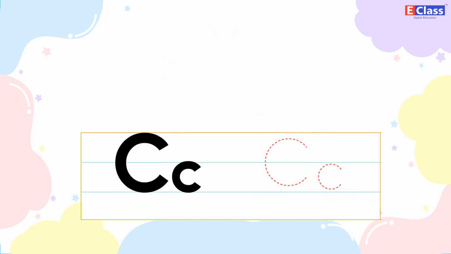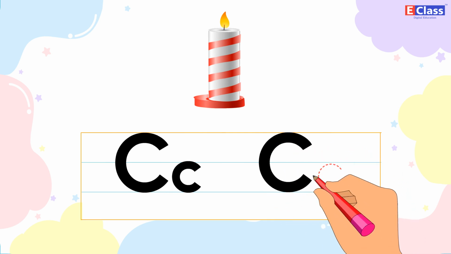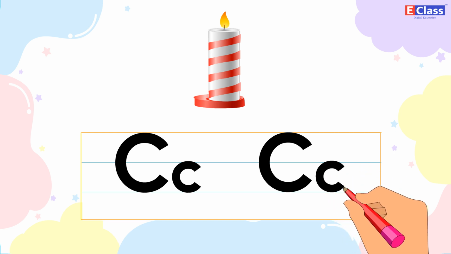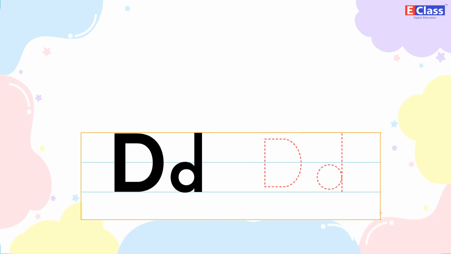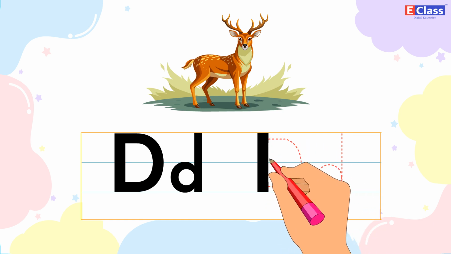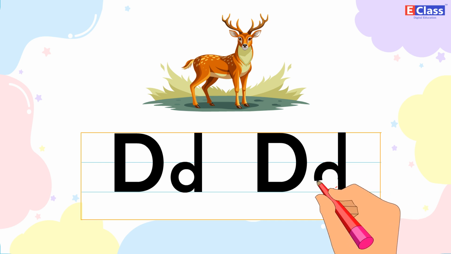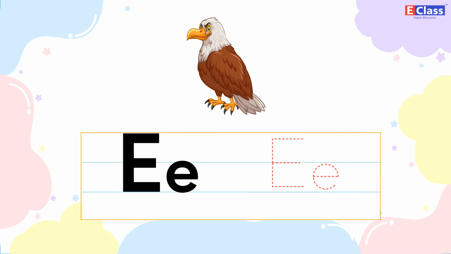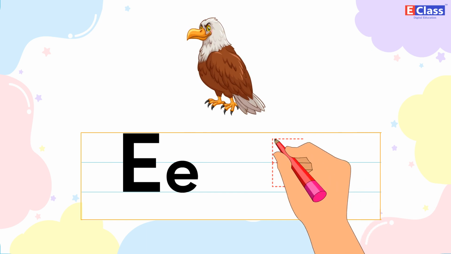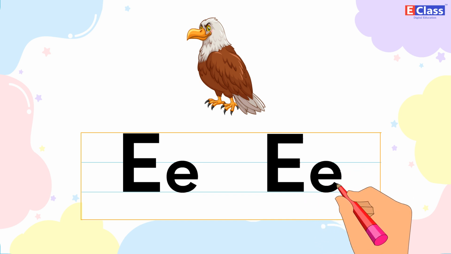Next, C for candle. Let's trace C. Capital C and a small c. D for deer. Capital D, small d. E for eagle. Capital E and small e.